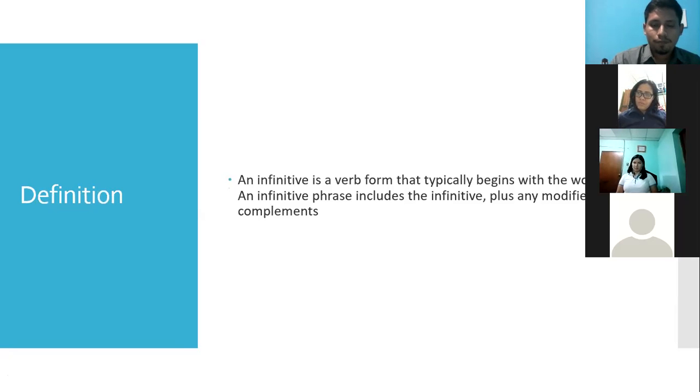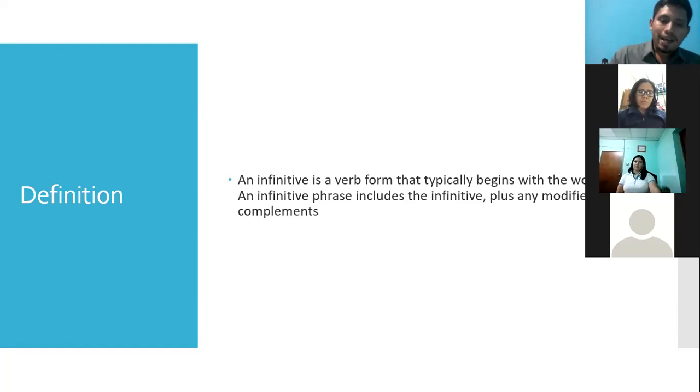An infinitive, we're going to start with this. An infinitive is a verb form that typically begins with the word to, okay, to. For instance, we have a lot of infinitive verbs, and when we use it in a sentence, we can keep the word to while speaking about it. For instance, to write, to speak, to listen, to climb, okay? Those are infinitive verbs, and there are many others, but these are just examples of it.